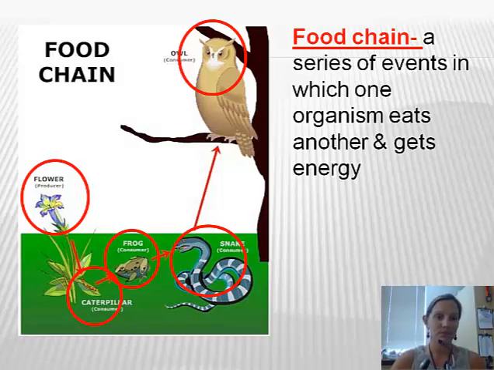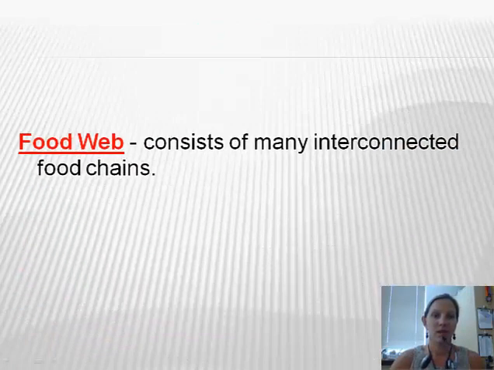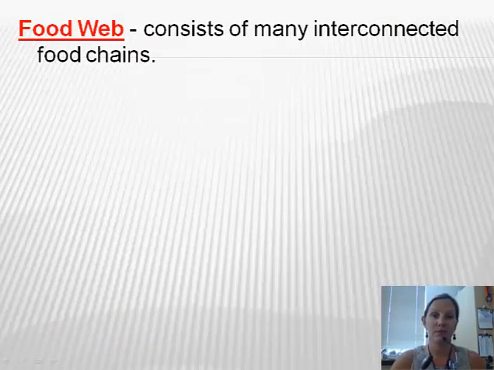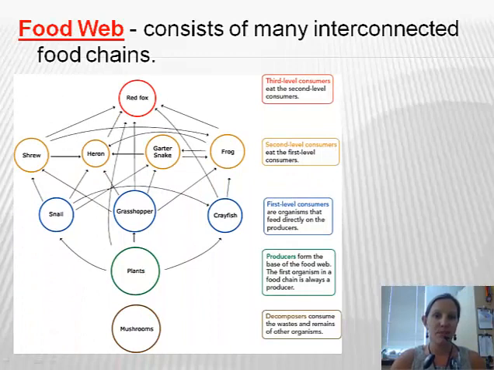Another topic is a food web. A food web consists of many interconnected food chains. Please write that down. Here is a sample food web. Let's point out a few things about this food web.